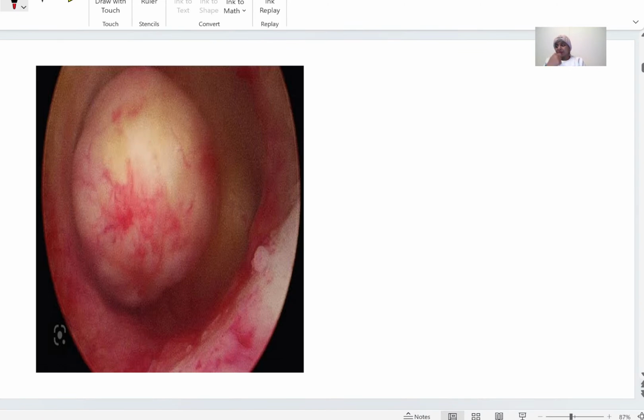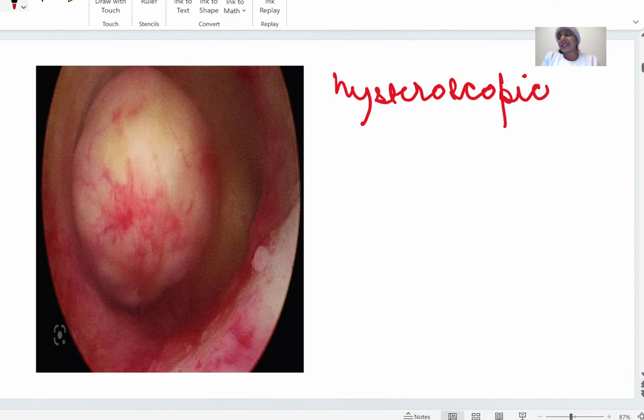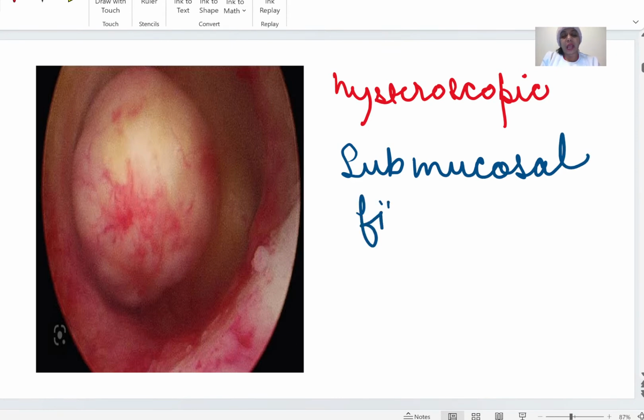What is this? This is a hysteroscopic image. What does this image tell? Come on, everybody. This is an image of submucosal fibroid. Why are you saying that it is a submucosal fibroid? Because it is round in structure. Okay. And on hysteroscopy, we can see only submucosal fibroid.